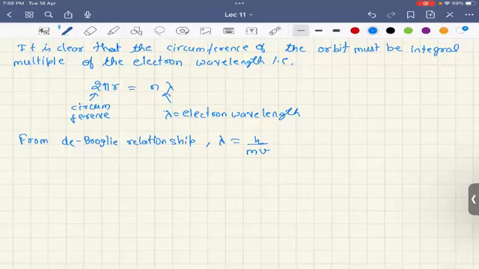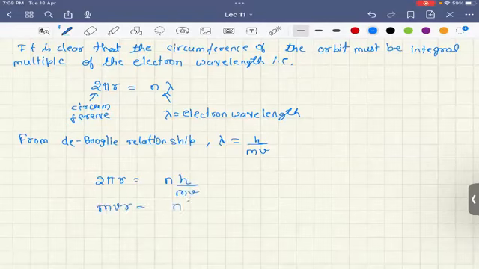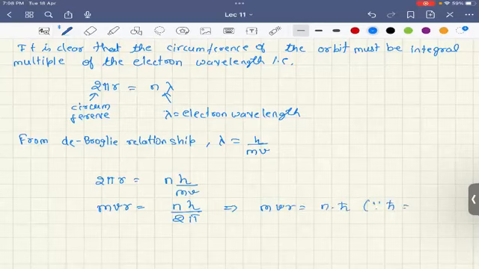What does this mean? We substitute, and we get 2 pi r equals nh by mv. That means mvr equals nh by 2 pi. Sometimes h by 2 pi is also called h cross. So mvr is nothing but n times h cross, where h cross is h by 2 pi.